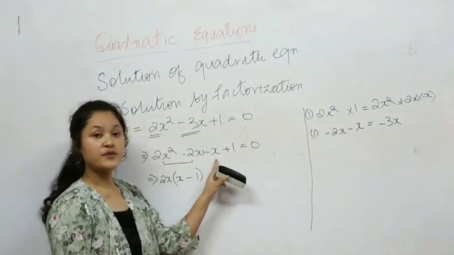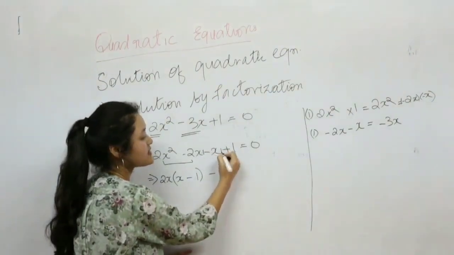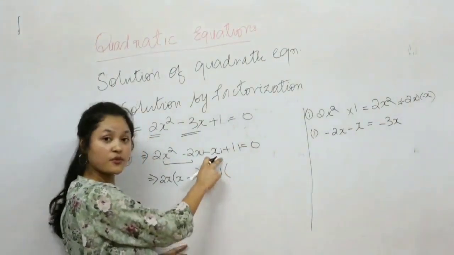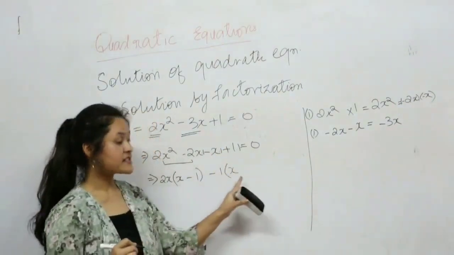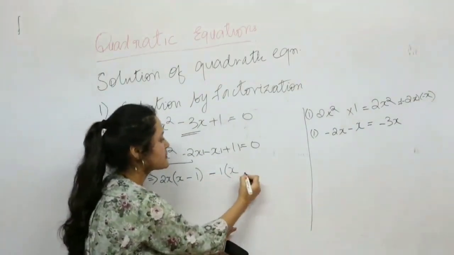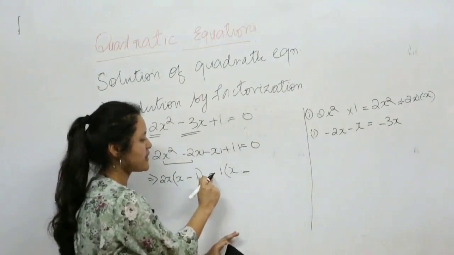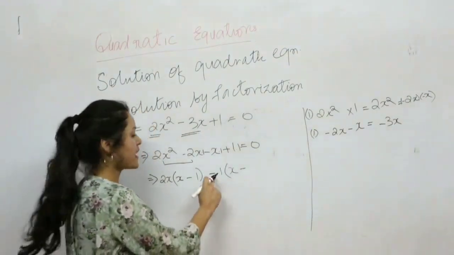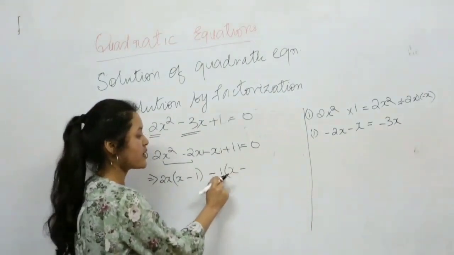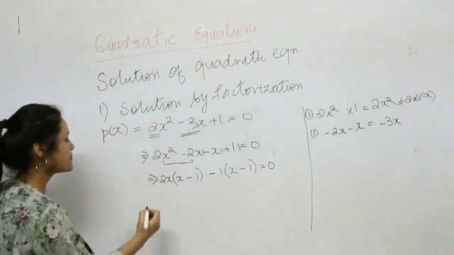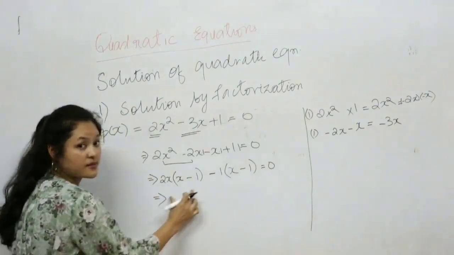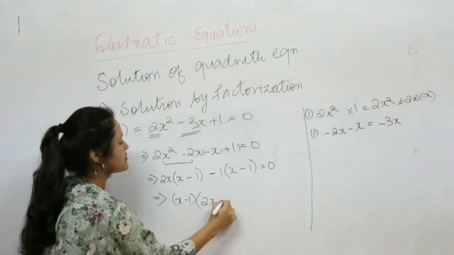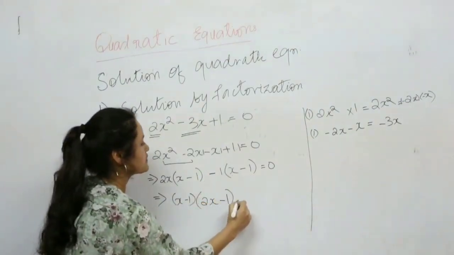Minus. What is common between these two terms? x I can write as x into 1, and 1 as 1 into 1. So the common term is just 1. If I take 1 out, x is left. Here the sign is very important. If I take minus common, the sign inside must be such that minus into minus gives plus. So the sign here is minus, because minus into minus gives plus. And if I take 1 out, 1 is left, equal to 0. Again we take common: x minus 1 is common. Taking x minus 1 out, 2x is left, minus 1 is left.